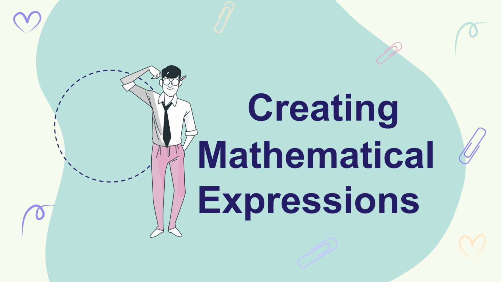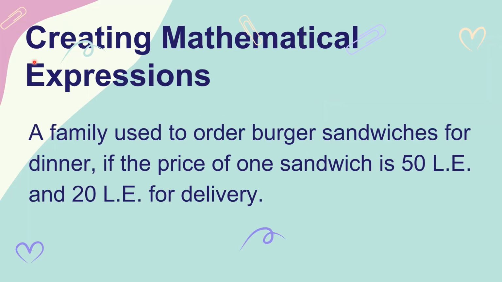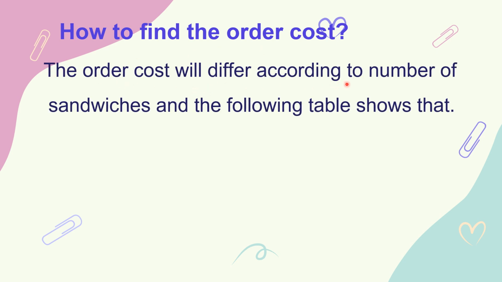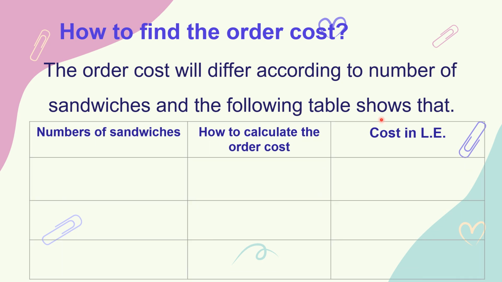Creating mathematical expressions. To create a mathematical expression, let's solve this question. A family used to order burger sandwiches for dinner. If the price of one sandwich is 50 LE and 20 LE for the delivery, how to find the order cost? The order cost will differ according to the number of sandwiches, and the following table shows that. Here we have the table. First, the number of sandwiches, how to calculate the order cost, and the cost in LE.